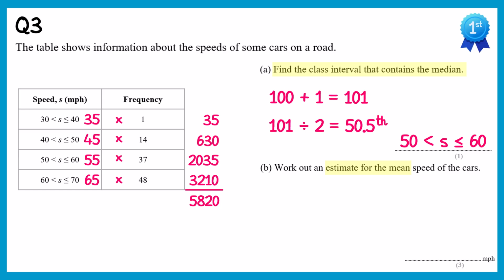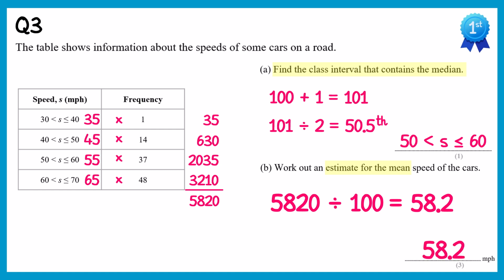To find the mean, we then need to divide this by the number of cars. Well, we actually know the total number of cars because we worked it out in part A. It was 100 cars. So we just do 5820 divided by 100, which gives you 58.2. So the answer to this question is 58.2.